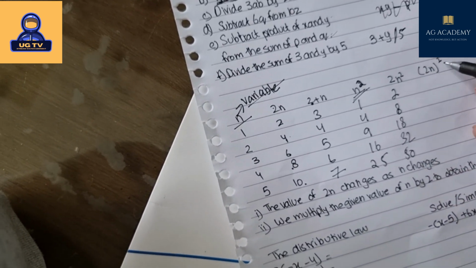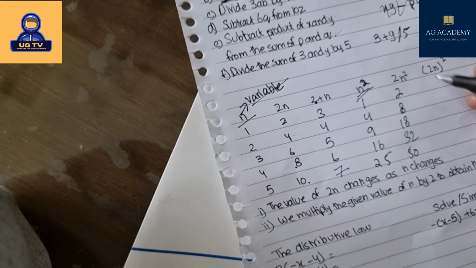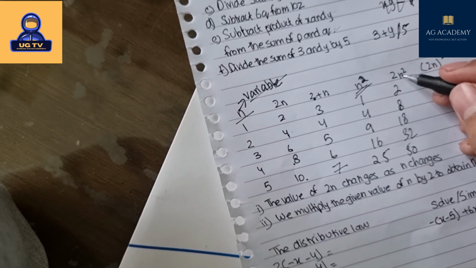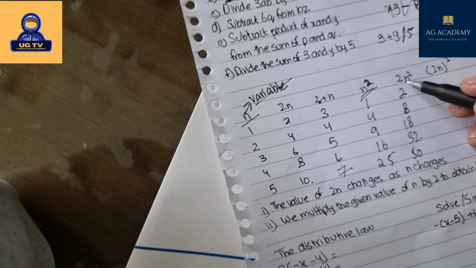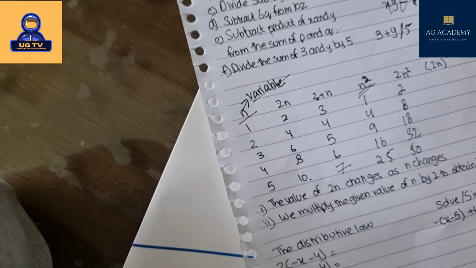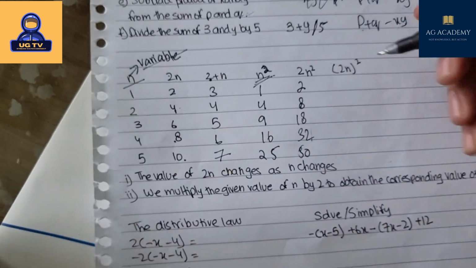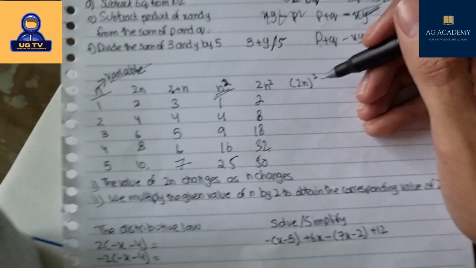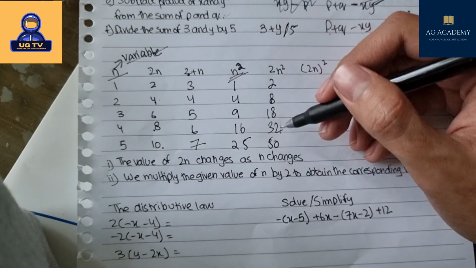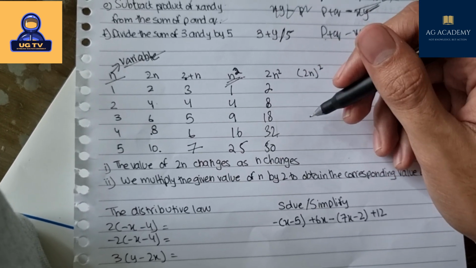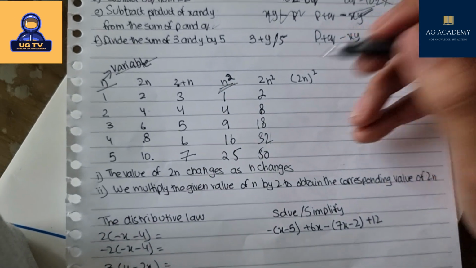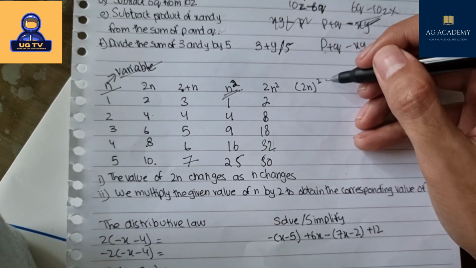Now it says 2n whole squared, the square of 2n in brackets. That means we are not going to use these values. A lot of students make the mistake of using these values, squaring them and writing them here. So we need to be careful when studying a question. It says 2n in brackets, whole squared.